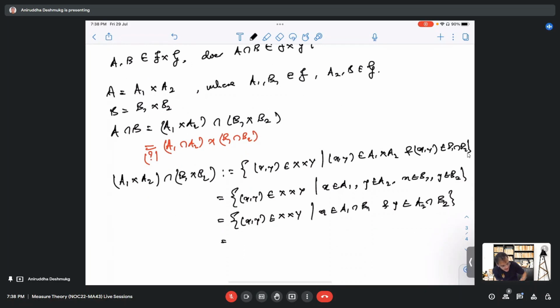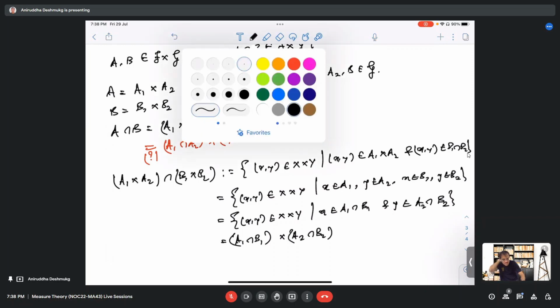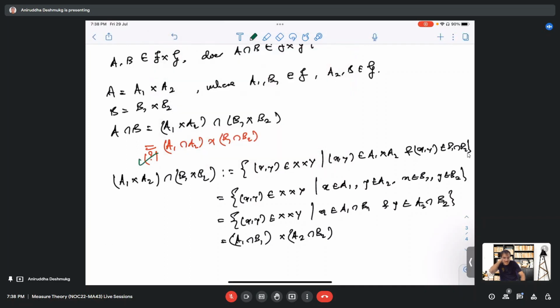But then what is this? This is A1 intersection B1 cross A2 intersection B2. Right? So we can do this. This is correct, no problem in that. Okay, now can we say that this is in F cross G?